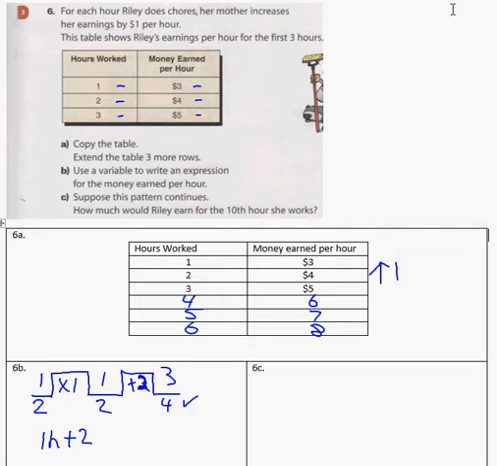Well, let's take our expression, 1H plus 2, and let's use that at the beginning. And then we're going to use the 10. So it'll be 1 times 10 plus 2. And what's that? Well, what's 1 times 10? It's 10. And I just rewrite that 2. And then you think, what's 10 plus 2? And the answer is 12. So how much money would she earn on the 10th hour? And the answer is $12. That's better than working at McDonald's.